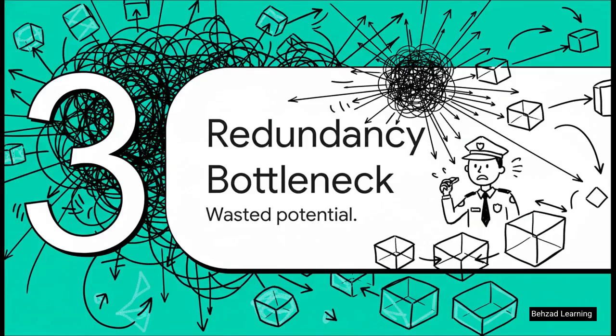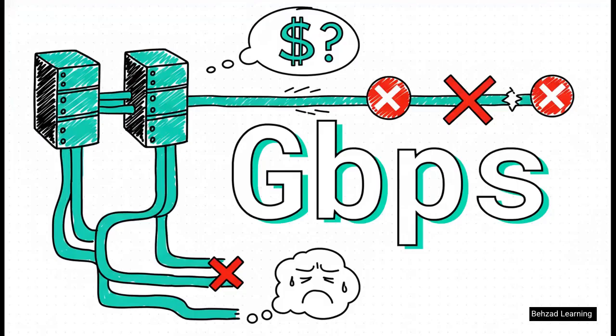Let's slide into part 3, the redundancy bottleneck, wasted potential. Because, as it turns out, our brilliant traffic cop just created a wildly frustrating new problem for us. Imagine your company is paying for 4 high-speed 1 gigabit per second cables between 2 massive data center switches.